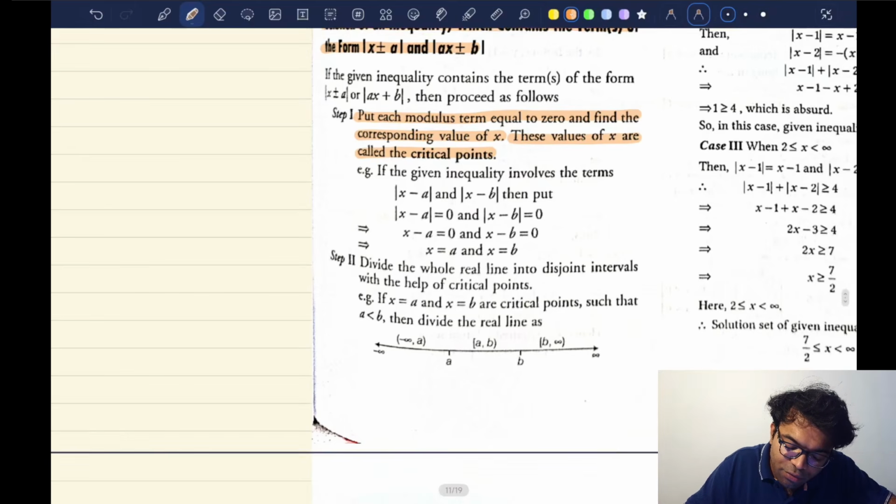Okay, so if you have been given modulus of x minus a and modulus of x minus b, then you will put modulus of x minus a is equal to 0 and modulus of x minus b is equal to 0.